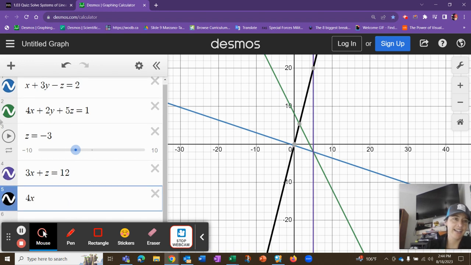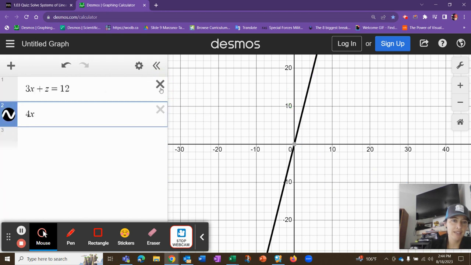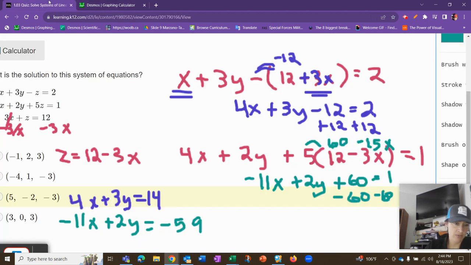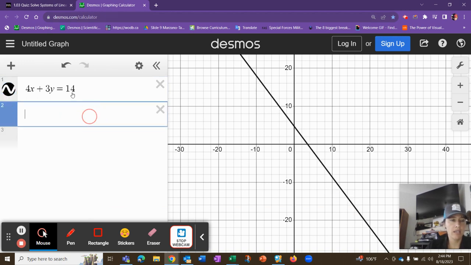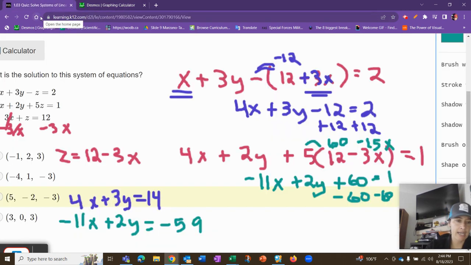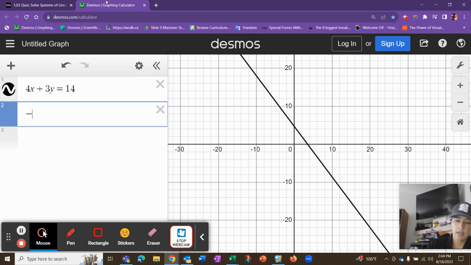We can go check our work. That's what I'm doing right now. So get rid of all of these. Since I already know the answer, 4x plus 3y, I'm checking my algebra is what I'm trying to do right now. So if I did this part correctly, I should get the same numbers, and I don't.